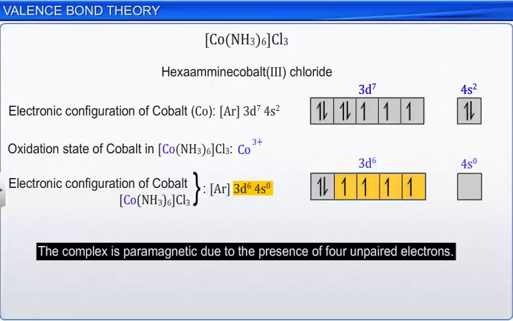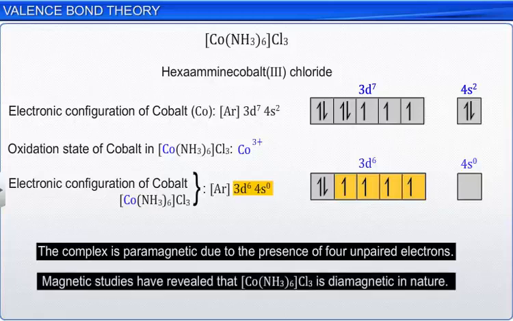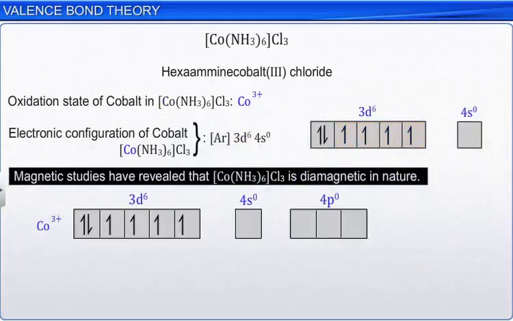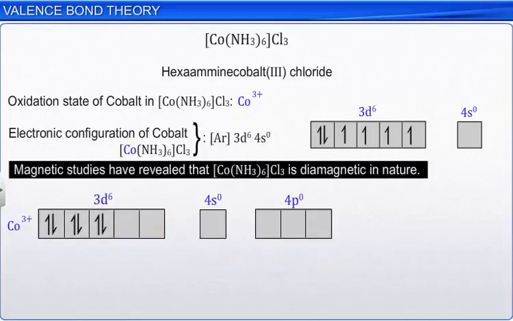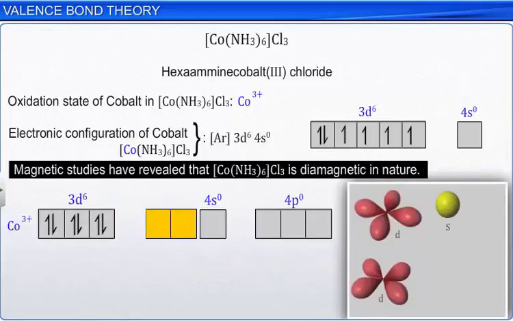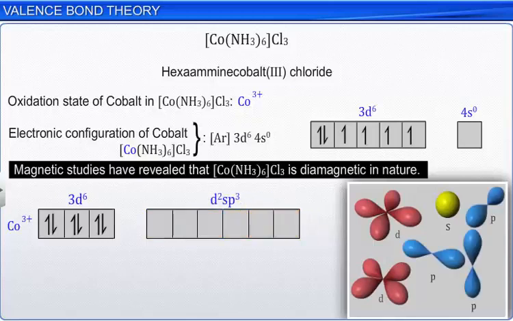Magnetic studies, on the other hand, have revealed that the given complex is diamagnetic in nature. This is possible only when the 4 unpaired electrons in the 3d orbital get paired up, contrary to Hund's rule. As a result of electron pairing, 2 vacant 3d orbitals are made available for hybridization. Thus, 2 3d, 1 4s, and the 3 4p orbitals hybridize together to give a set of 6 equivalent d2sp3 hybrid orbitals.